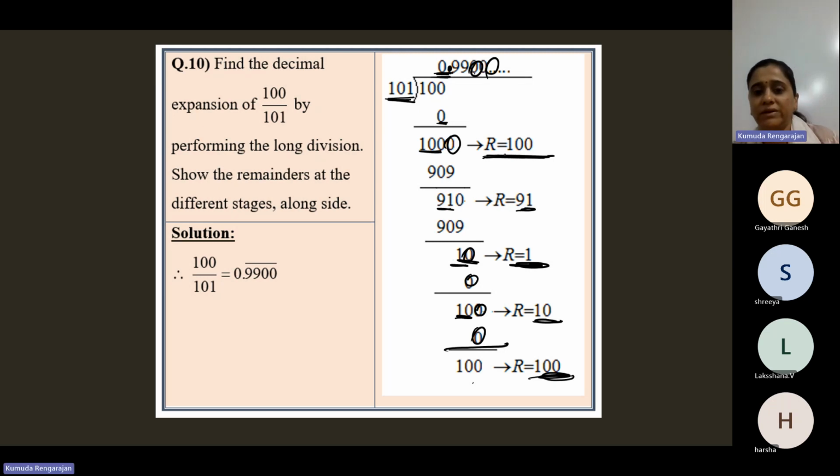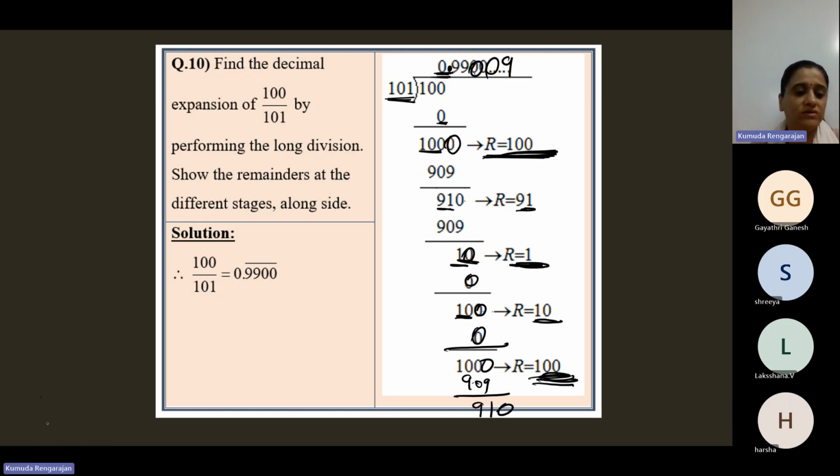So see, the remainder is repeated. 100, we already got as a remainder. Again, it's repeating. You can continue if you want. You can add one zero here, and when you continue, you'll get 101 into 909, correct? And again, 91 will be the remainder. Add a zero, same thing.